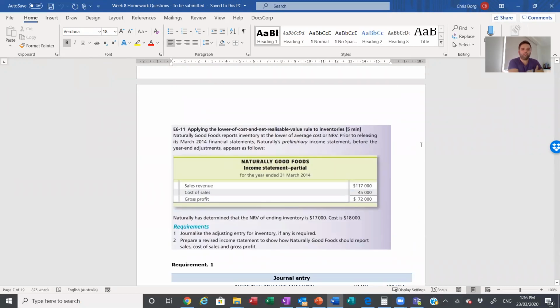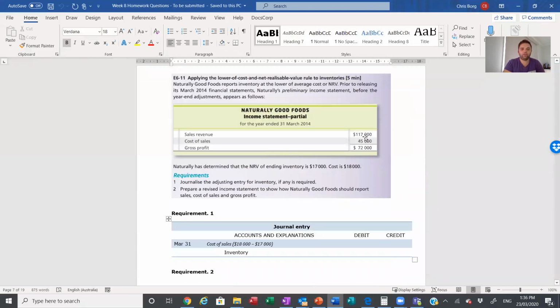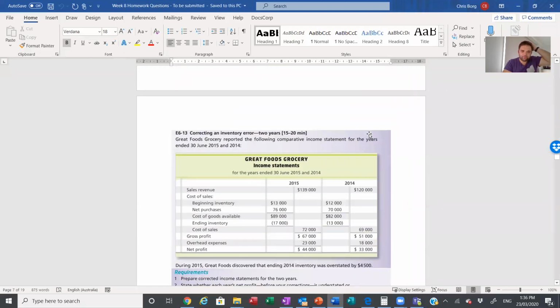Applying the lower of cost and net realisable value to inventory. As we said, we're comparing the closing stock to the net realisable value. In this case, they've determined that the net realisable value of ending inventory is $17,000 and the cost is $18,000. Because net realisable value is less than the cost, you'll need to do an adjustment to bring that down. And then how does that affect your income statement?